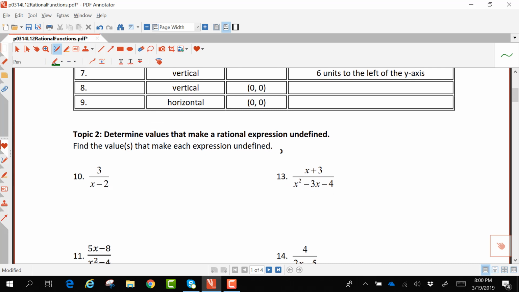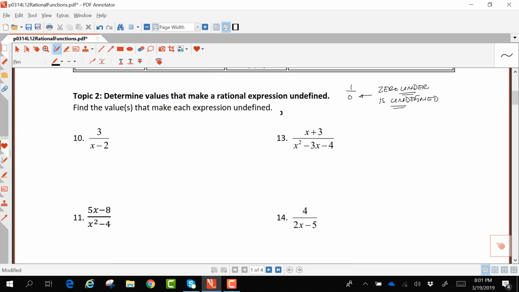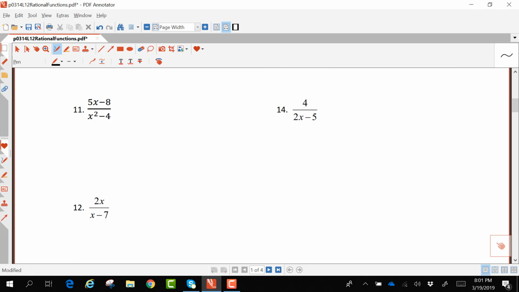Topic 2 talks about rational expressions, which are fractions. And we need to remember that a fraction cannot have a 0 in the denominator. This makes the fraction undefined. So often we will write 0 under, meaning under the fraction, is undefined. So a memorization technique is the under is undefined. In topic 2, it wants to know which x values will make these rationals undefined. Your focus is on the bottom of the fraction only.